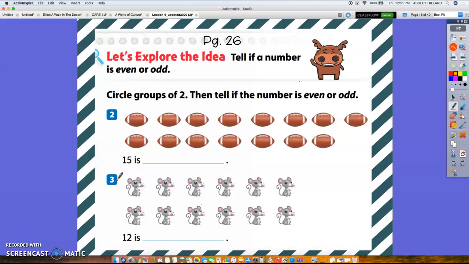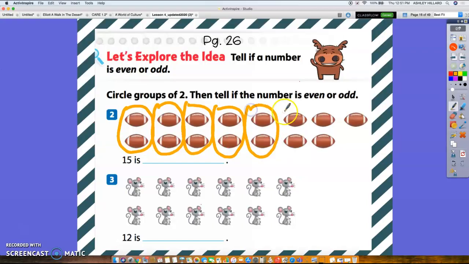Okay, so the problem says circle groups of two. Then tell if the number is even or odd. Okay, so I'm going to do what the directions tell me to do. I'm going to circle groups of two. So I'm circling the footballs. All right, I circled groups of two until I couldn't do it anymore. I have one left out, so 15 is odd.